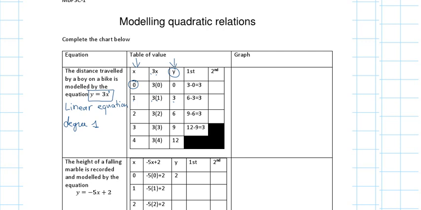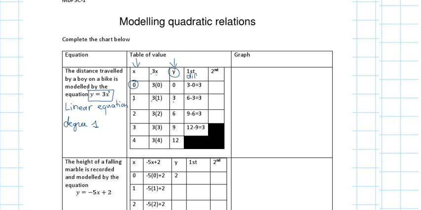Now, that still doesn't tell me if it's linear or not linear. So in order for me to be able, from a table of values, to determine if it's linear or not, I have to do what we call the first difference. Does anyone know what a first difference is? The second and the first y value.